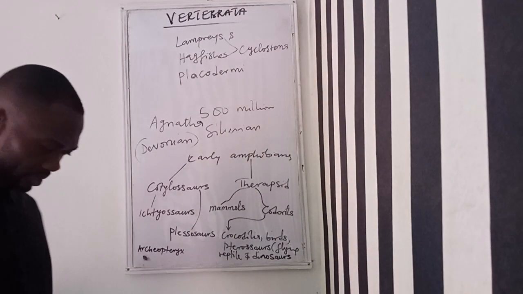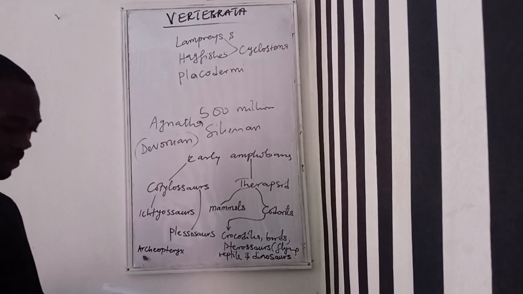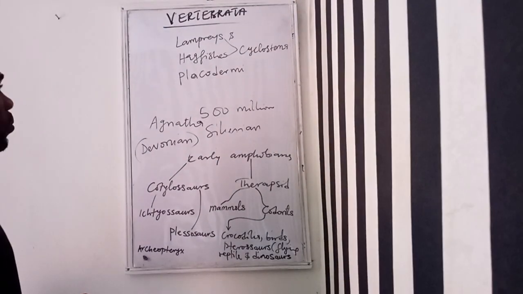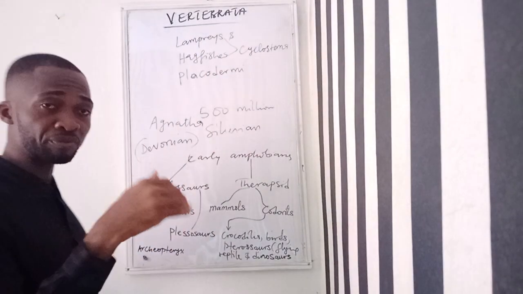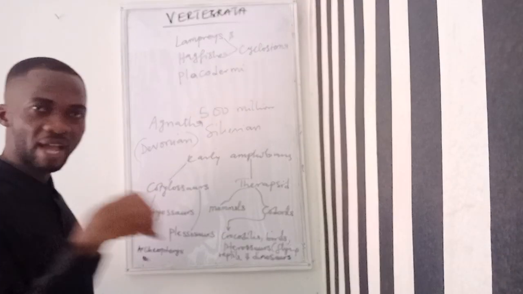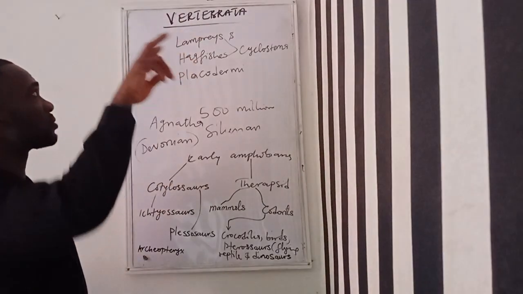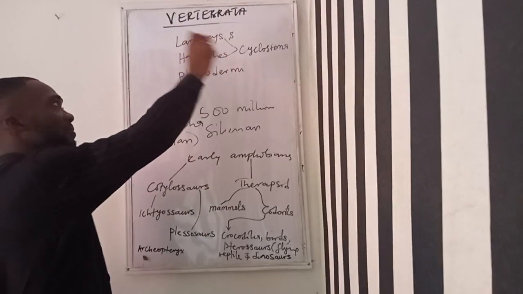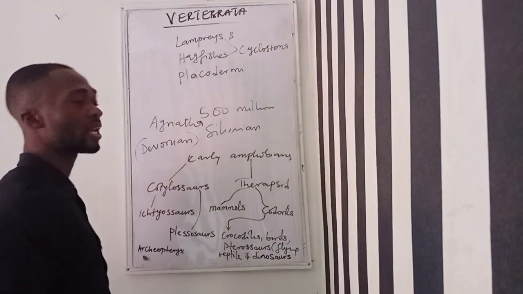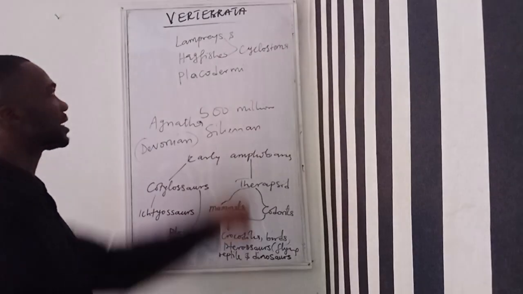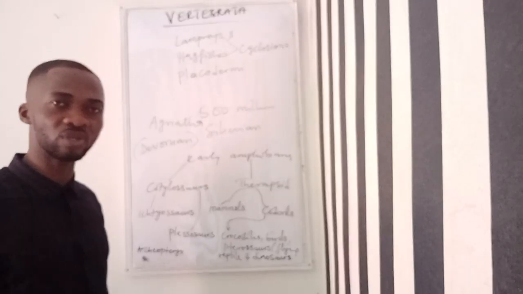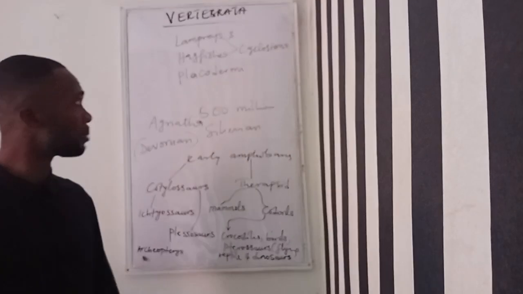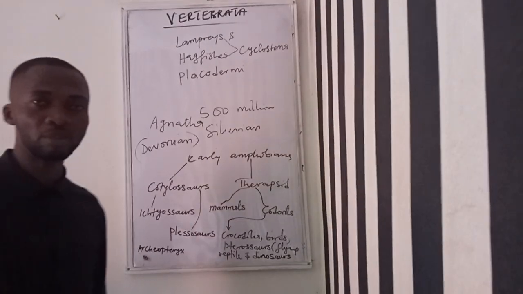The Placodermi became a force. When they emerged, remember I said before the Agnatha went to extinction, they gave rise to two groups, the lampreys and hagfishes under the class Cyclostomata. Then there's another class of fishes that also evolved on their own within the period when Agnatha went to extinction, and those are called the Placodermi. This is the class too, the Placodermi.